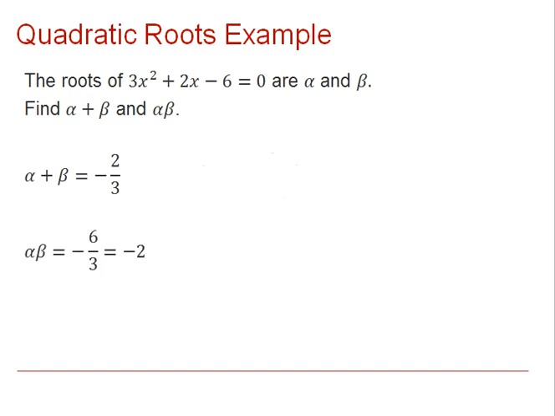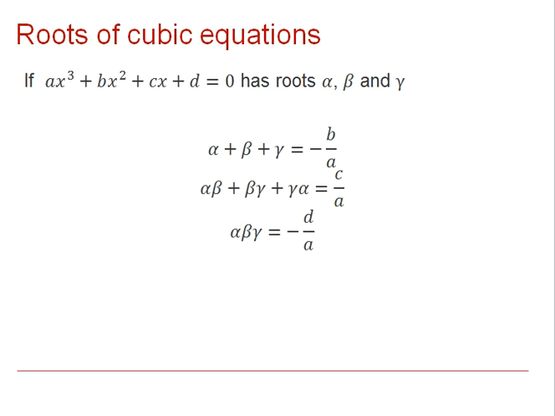I think it's quite useful to actually write down for yourselves what the coefficients a, b and c are, taking particular note of their signs before you do this type of question. Here is a reminder of the outcomes for cubic equations. So again, if we had ax cubed plus bx squared plus cx plus d equals 0, with roots denoted by alpha, beta and gamma, here are the results for the sum, the pairwise and the product.